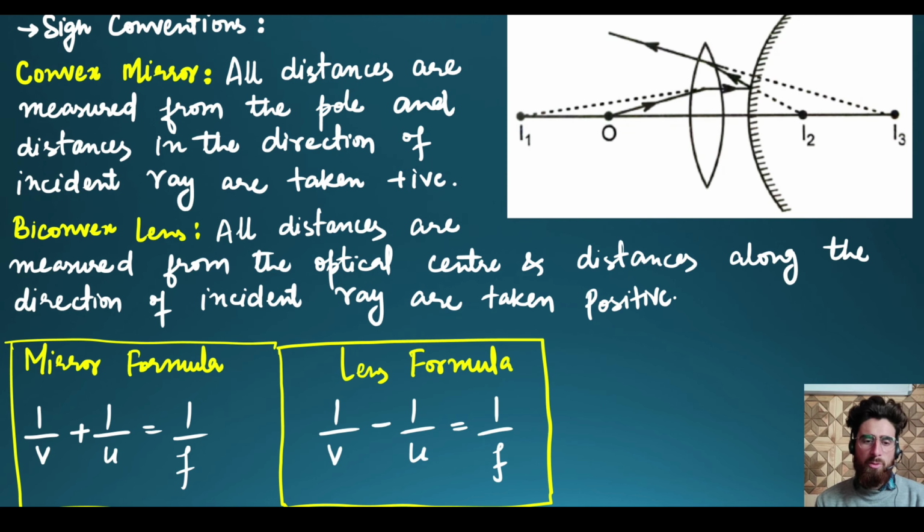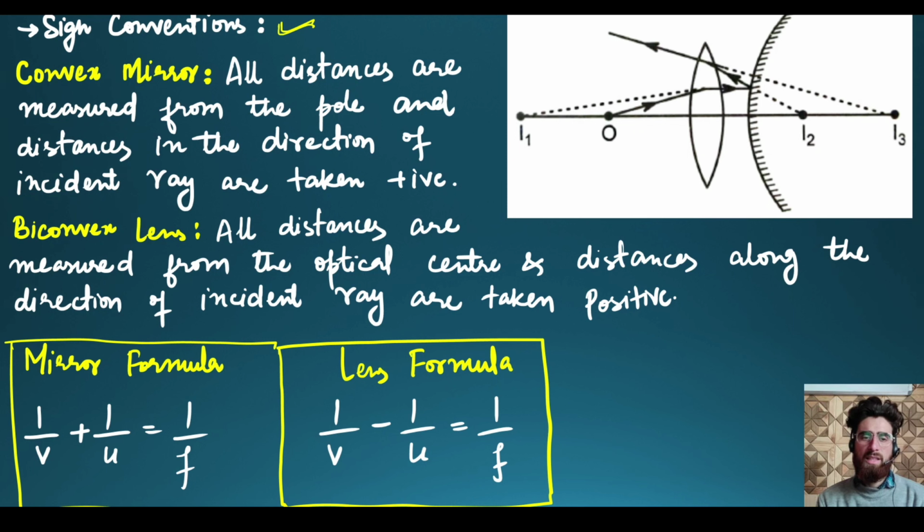The first thing that you need to know here is what formulas and concepts we are going to use in this question. The first thing is that we are going to use the sign conventions. For the convex mirror, all the distances are measured from the pole, and the distances in the direction of the incident ray are taken as positive. So for the convex mirror, that will be the sign convention. The distances measured from the pole in the direction of incident light are taken as positive, and those measured opposite to the direction of incident light are taken to be negative.